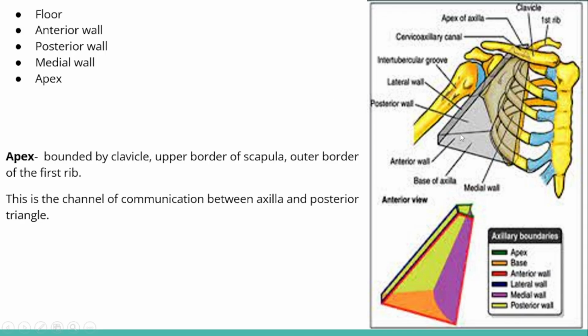Axilla contains floor, anterior wall, posterior wall, medial wall, and the apex. Apex is bound by the clavicle, upper border of the scapula, outer border of the first rib, and it is the channel of communication between the axilla and the posterior triangle of the neck.